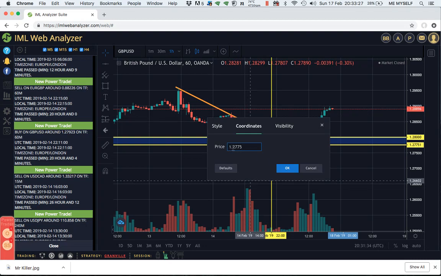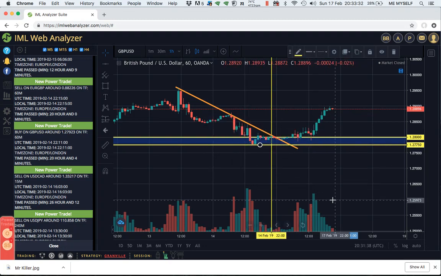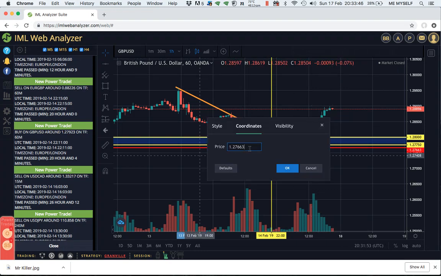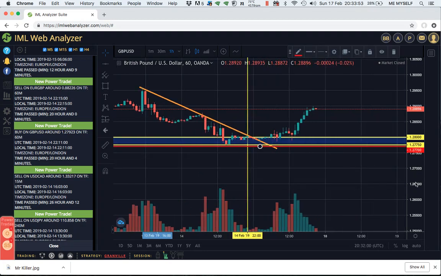Right, so 1.2775. That's your next quarter point down, and then add another 5 pips onto that for your stop loss. So it'll be 1.2770. Okay, that's your stop loss.